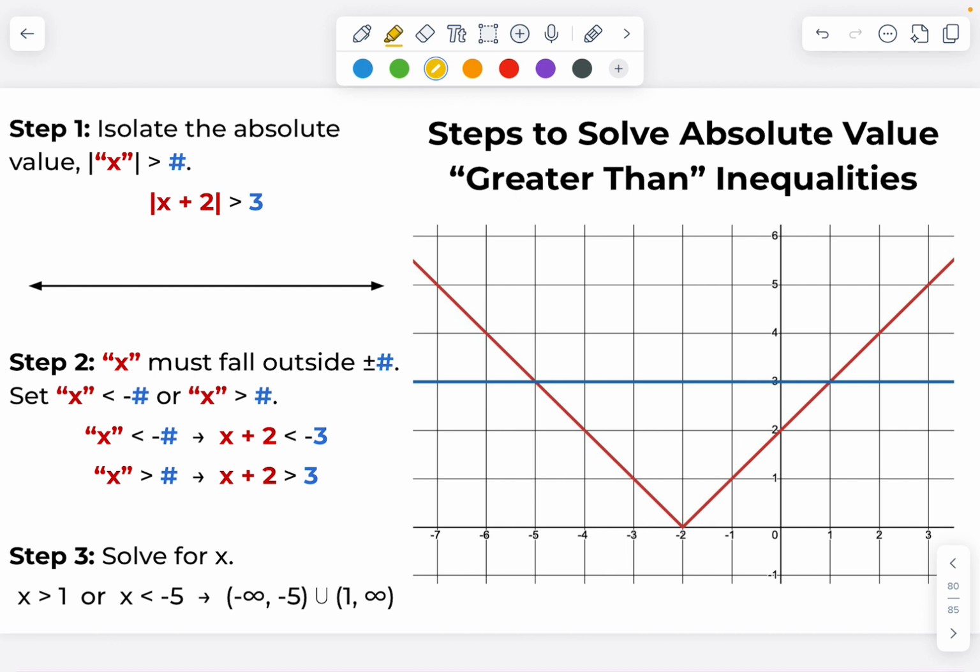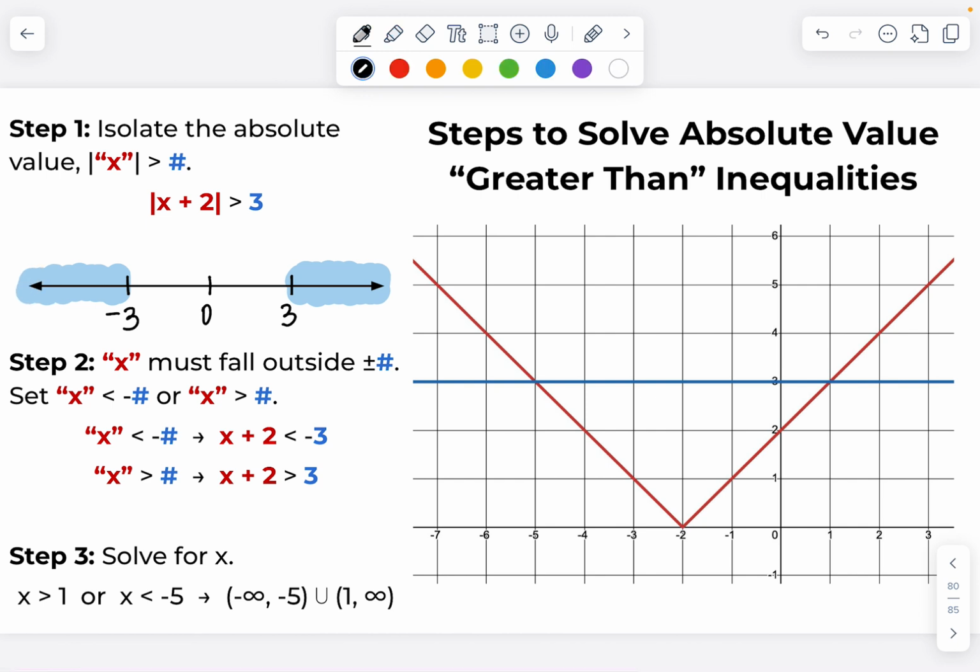Same kind of idea holds true. So when I think about my number line, let's say 0 is here, let's say 3 is here, and let's say -3 is here, okay? I want to be greater than 3, so I want to exist in this portion of my number line. And again, because I'm looking at absolute value, I could also exist in this portion of my number line.